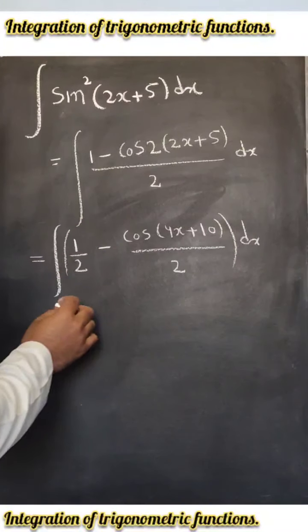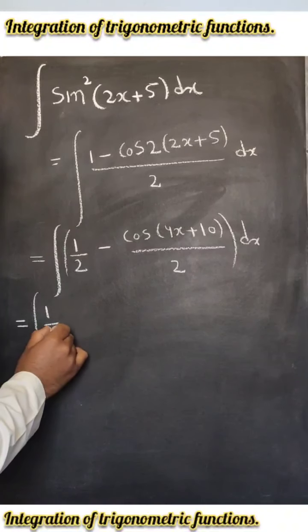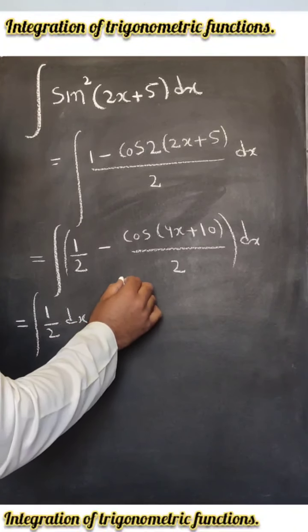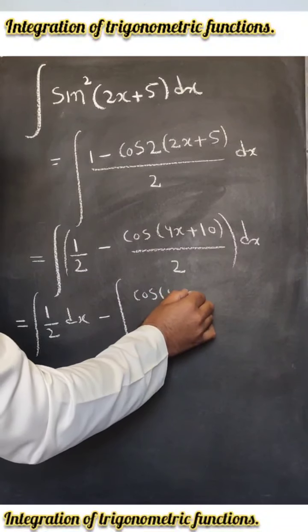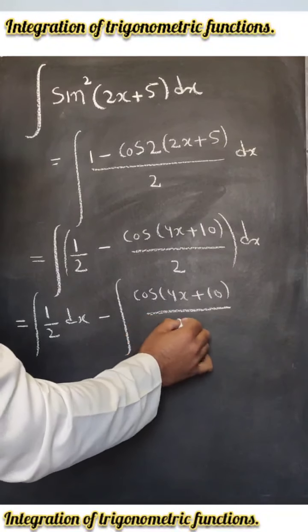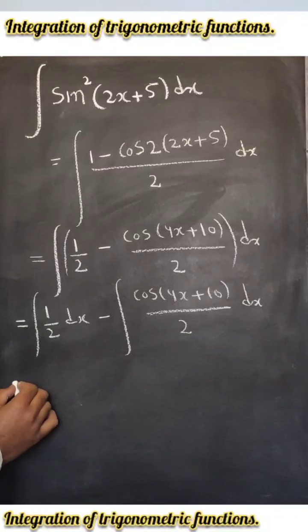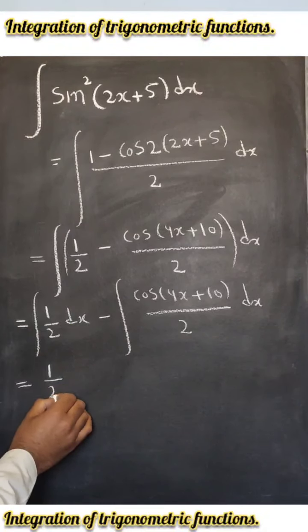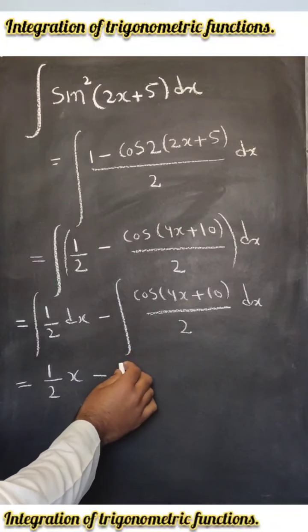dx, or we can write it as integral 1 by 2 dx minus integral cosine of 4x plus 10 divided by 2 dx. Now integration of 1 by 2 dx is 1 by 2x minus this 2 is constant, so we can write 1 by 2.